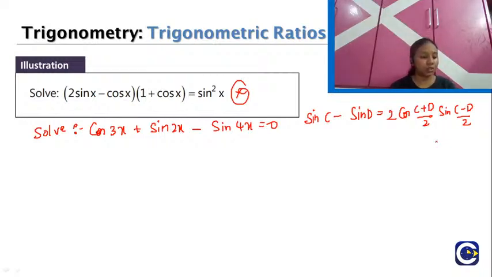I know you are solving it, so I am just giving you a few more minutes.